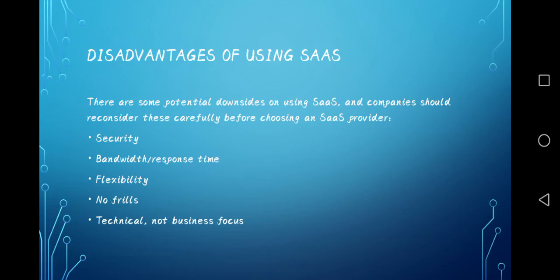Bandwidth or response time. Compared to an ERP system, SaaS is not fast enough to communicate to its customers and users because it has its limits. The hardware must be sufficient for the computer to work.